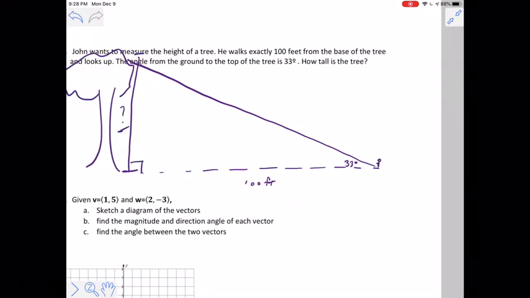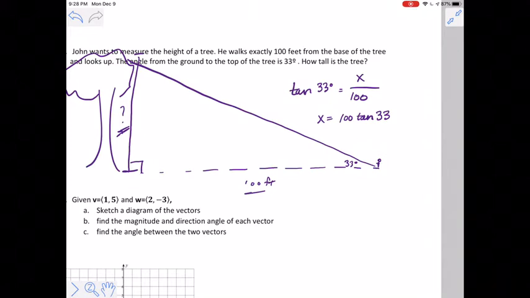Well, this is the opposite. Because this is a right triangle here, this is the opposite, and this is the adjacent length. That's just tangent. So it's a pretty straightforward tangent problem. We could say the tangent of 33 degrees is equal to the opposite length over adjacent. Multiply both sides by 100. So we get x equals 100 times the tangent of 33, which is 64.94 feet. Quite a large tree there.